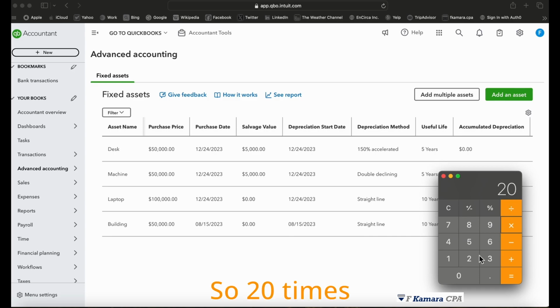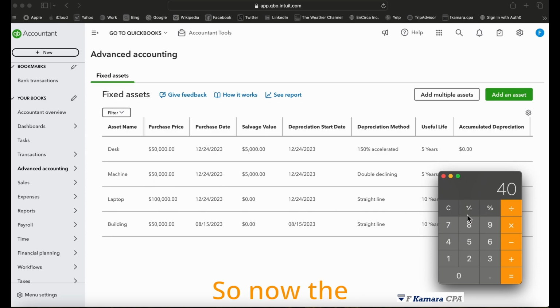So 20 times 2 will give you the percentage that we are going to use. Once you get this percentage, the difference between the straight line method and the double declining method is that we don't deduct the salvage value from the cost before we apply the depreciation for the first year. For the first year, we just apply it on the cost rate.